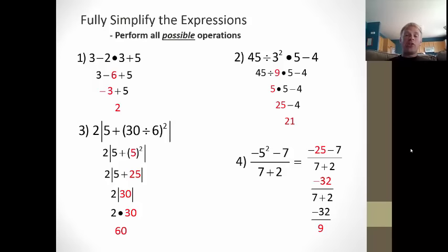Okay, so first you can see I dealt with my exponents. Now notice one important thing here is that our exponent is only on the 5, not including the negative. So that's why when I square it, I'm only squaring the 5, not the negative, and that gives me negative 25 minus 7. Negative 25 minus 7 is negative 32, and I've simplified the top. 7 plus 2 is 9, and I've simplified the bottom, and that's as simple as we can make that fraction. Negative 32 over 9 does not simplify any further. We can just leave it as a simplified improper fraction.